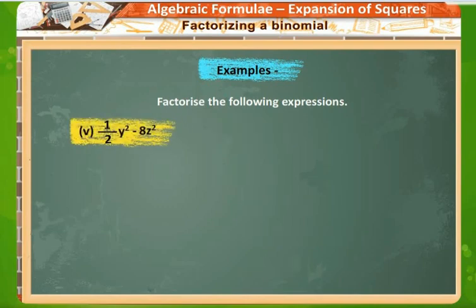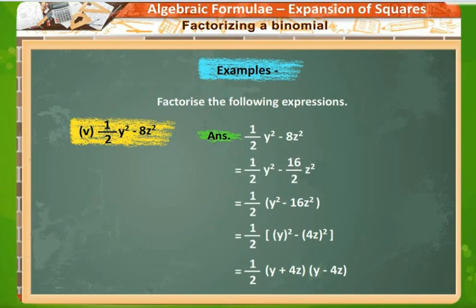1 upon 2y square minus 8z square. Now first we have to remove the common factor. So the common factor is 1 upon 2, giving 1 upon 2 into y square minus 16z square. How do you get 16? Because I want to remove 1 upon 2 common, 8 has become 16. When I remove 1 upon 2 common, it becomes y square minus 16z square. The square root of 16z square is 4z. So 1 upon 2 into y plus 4z into y minus 4z.